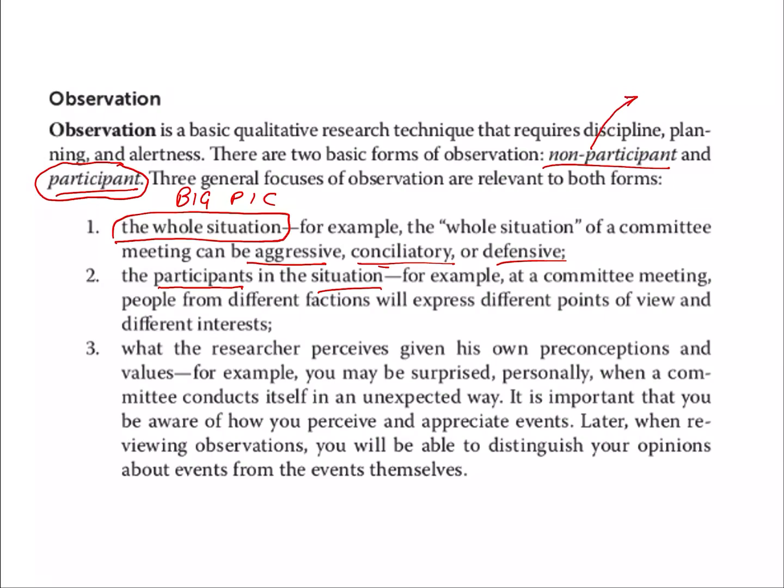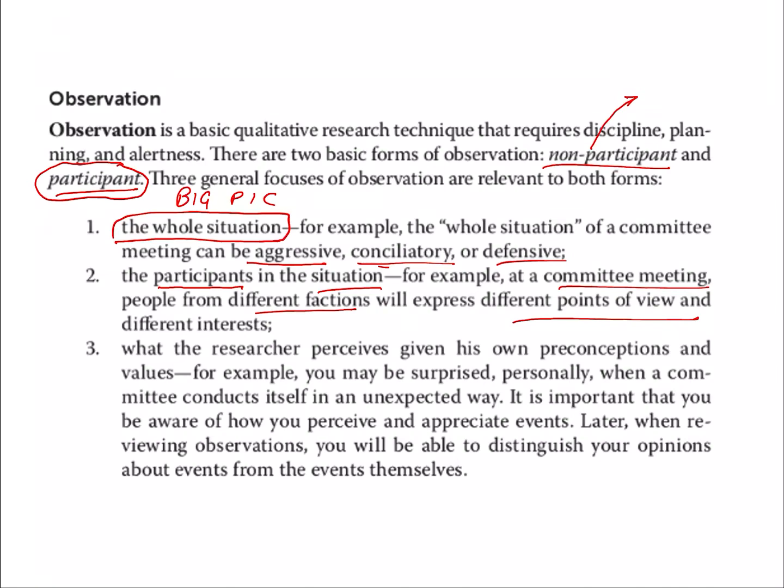In this case, it's a committee meeting, you have different factions who are being observed, who are expressing different points of view. At a rock concert, there might be different kinds of people. There might be a group come with family members. There might be a bunch of young women alone. There might be a bunch of young men. There might be a rowdy group who is very loud. Different groups, right?